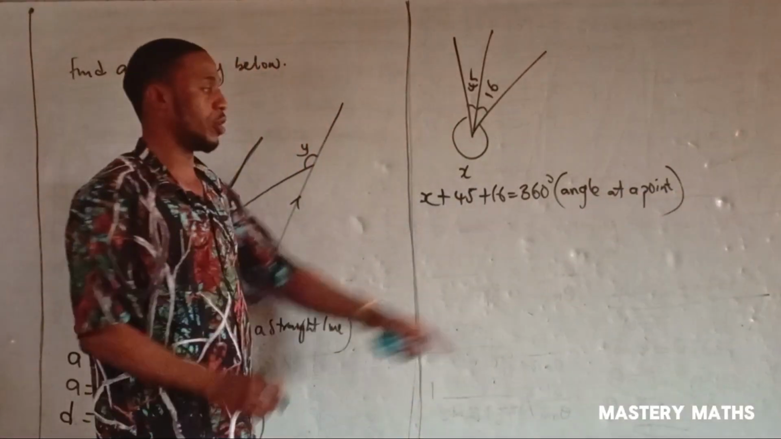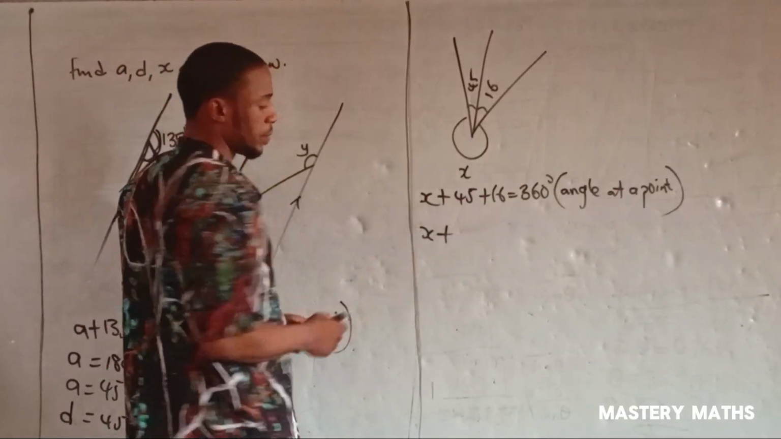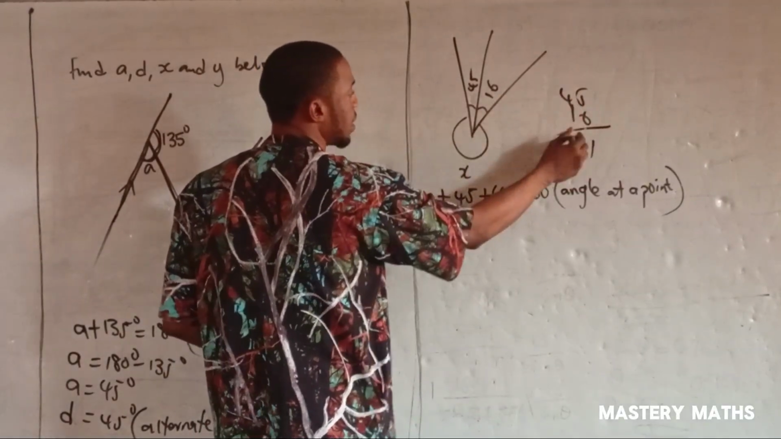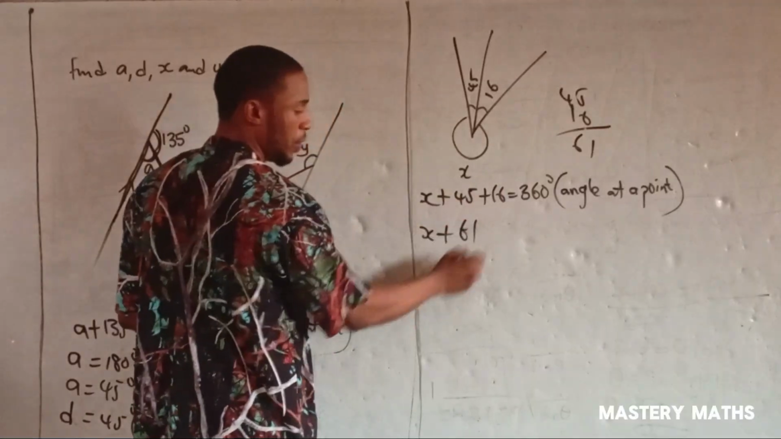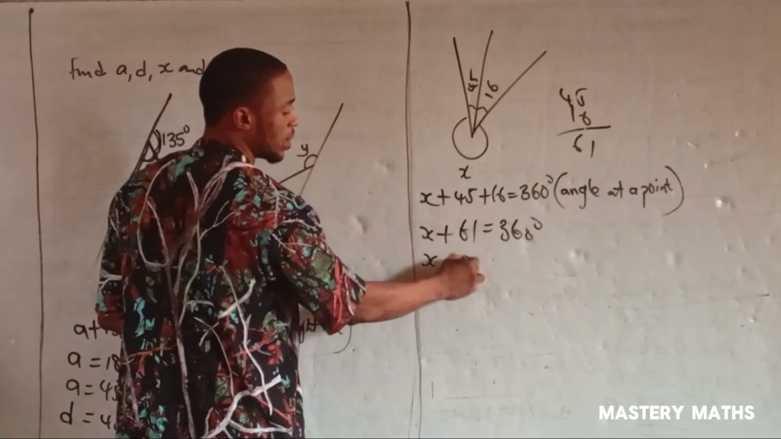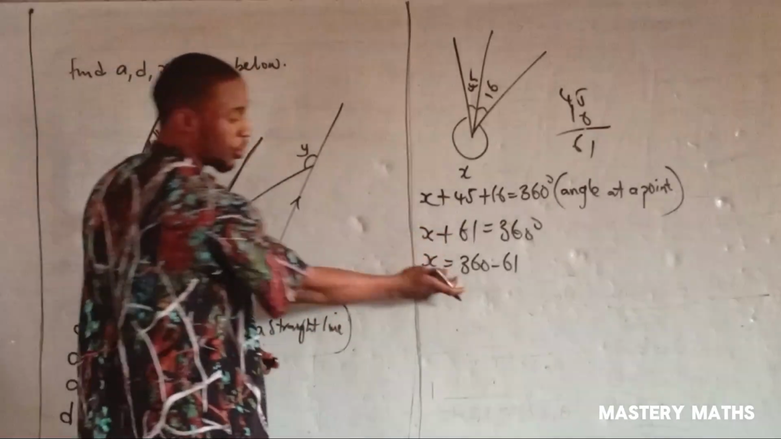You see now, I said always put the reason. It's very, very important to put it. Now what should I do? You add your 45 plus 16, which gives us 61, equal to 360 degrees. So you say your X is equal to 360 degrees minus 61. We collect like terms.